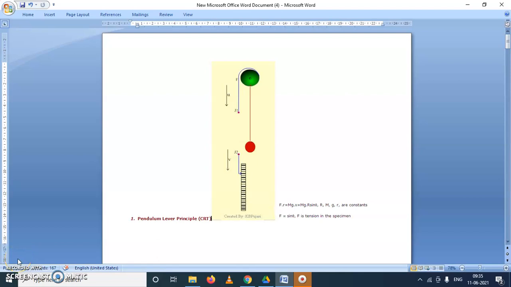Good morning to all. So today we'll try to understand the basic underlying principles of the various tensile testing instruments. So we'll start with the pendulum lever principle with CRT, that is constant rate of traverse. This is one of the oldest principles used to measure the load produced inside the specimen. It comes under the gravimetric type, as we can see here.